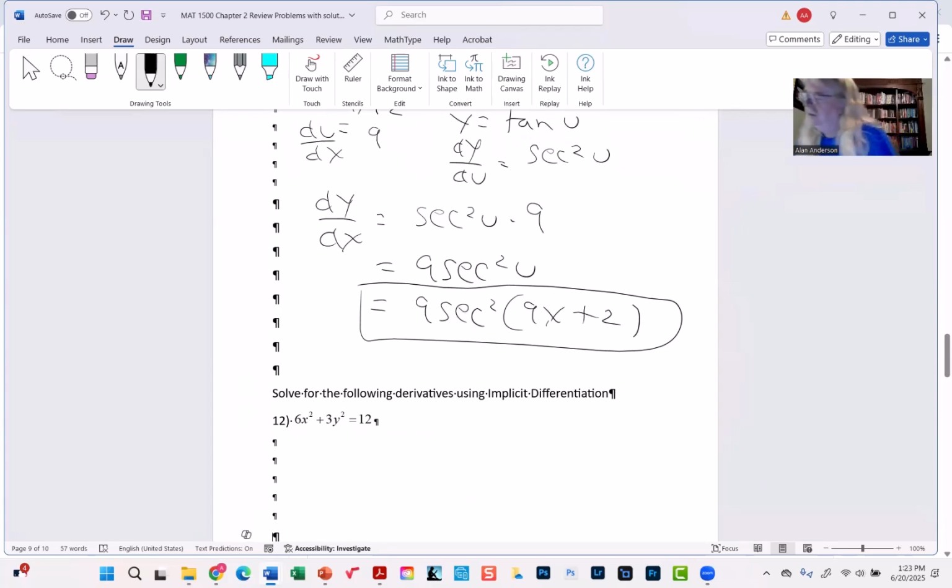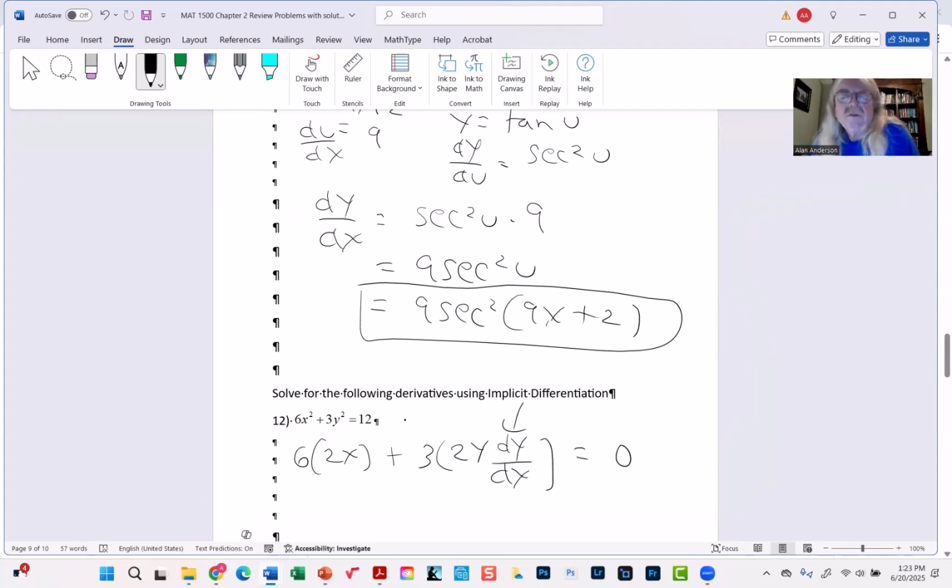So here, for example, you'll have 6 times 2x. Now for the y, we're going to have 3 times 2y dy dx as a result of the chain rule equals 0. So in other words, when you're differentiating y with respect to x in this case, you would normally have 3 times 2y. If that was an x, you would have 3 times 2x and you'd be done. But because it's a y, we need that extra dy dx as a result of the chain rule.